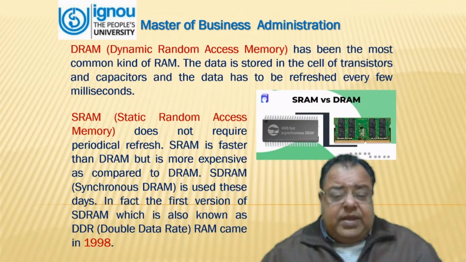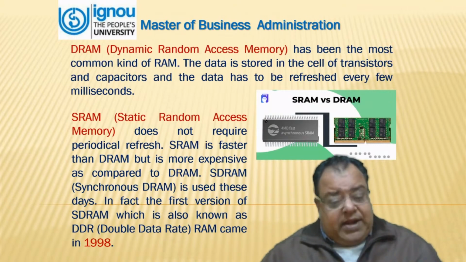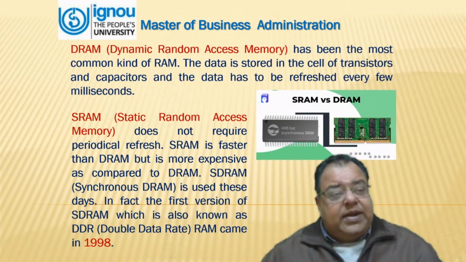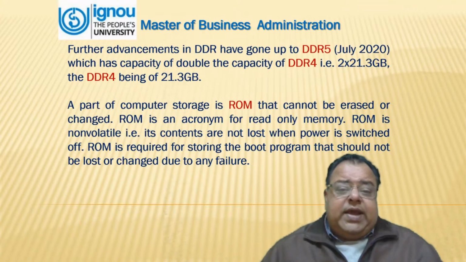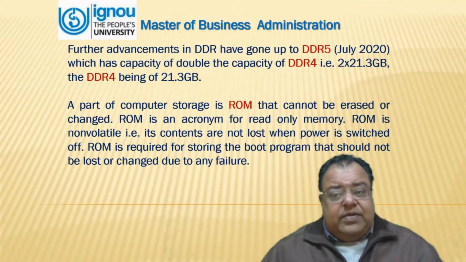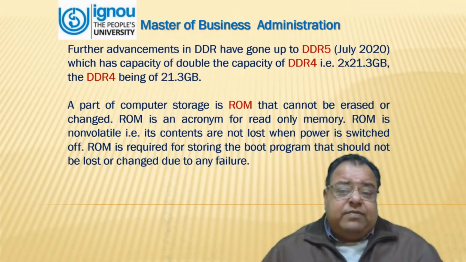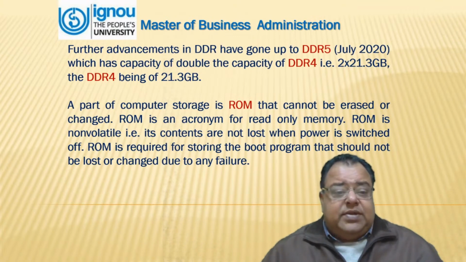SDRAM, that is synchronous DRAM, is used these days. In fact, the first version of SDRAM is also known as DDR, that is double data rate RAM, which came in 1998. Further advancement in DDR has gone up to DDR5, the latest till July 2020, which has double the capacity of DDR4. The DDR4 was 21.3 gigabytes.